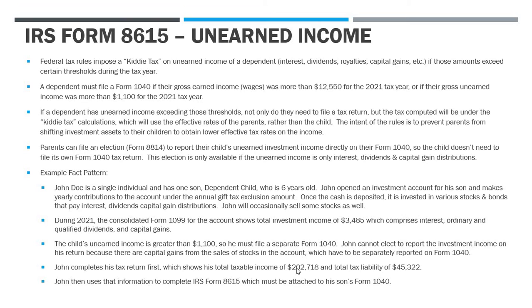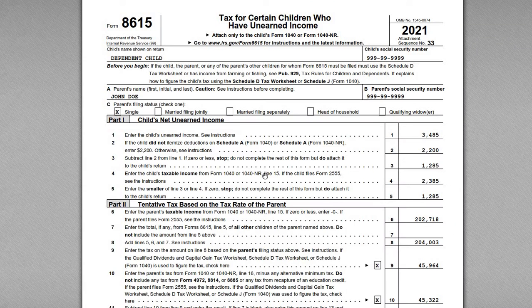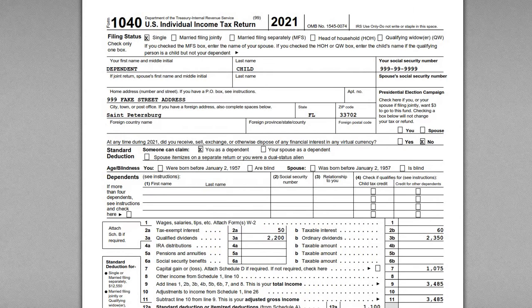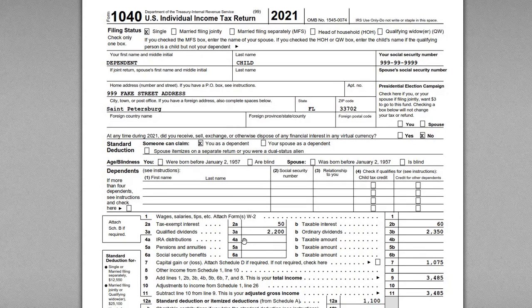So John does his return, and he's got total taxable income of $202,718, and his total tax liability is $45,322. Okay, so now let's look at the 8615 and the 1040 for the child. So before we get into the 8615, I want to look at the 1040 first. So we've got the 1040. This is for the child, remember. We've already done John's. So it's a standard 1040, right?